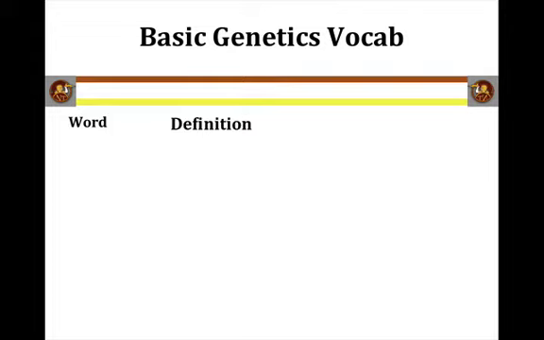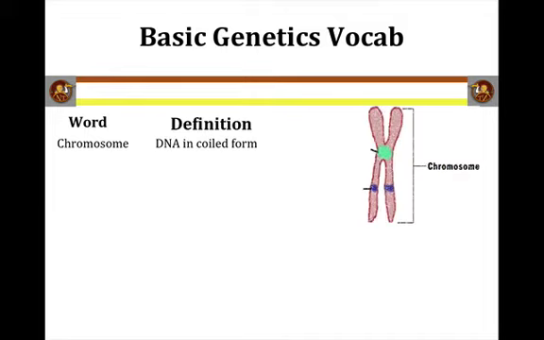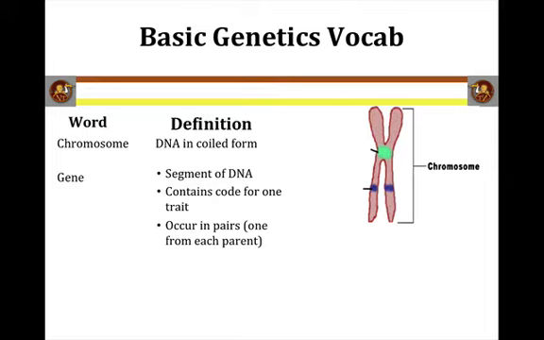Okay? A lot of this lecture is going to be vocab, so bear with me as we go. These first two words we're already very familiar with, but it's just review since it's important to what we'll be talking about in a few minutes. Okay, chromosomes, we already know, are DNA in coiled form. We've known that for quite a few months now. There's our chromosome. And genes, we know that genes are segments of DNA, and they code for one trait. Okay, they occur in pairs. We get one from each parent.